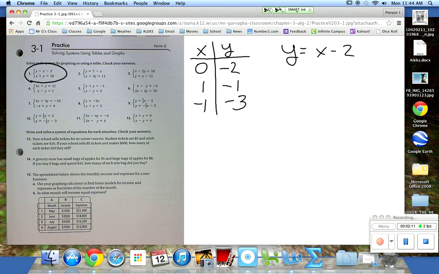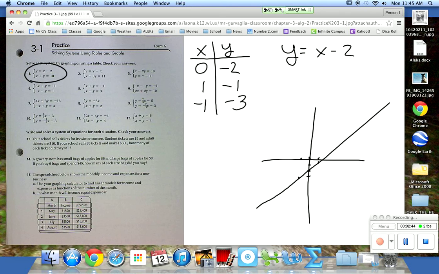So now I'm going to graph this. I'm going to put a graph here. And I'm going to say at 0, my Y is a -2. At 1, my Y is a -1. And at -1, it's -3 down here. So I've got a line that's going like that. Okay?